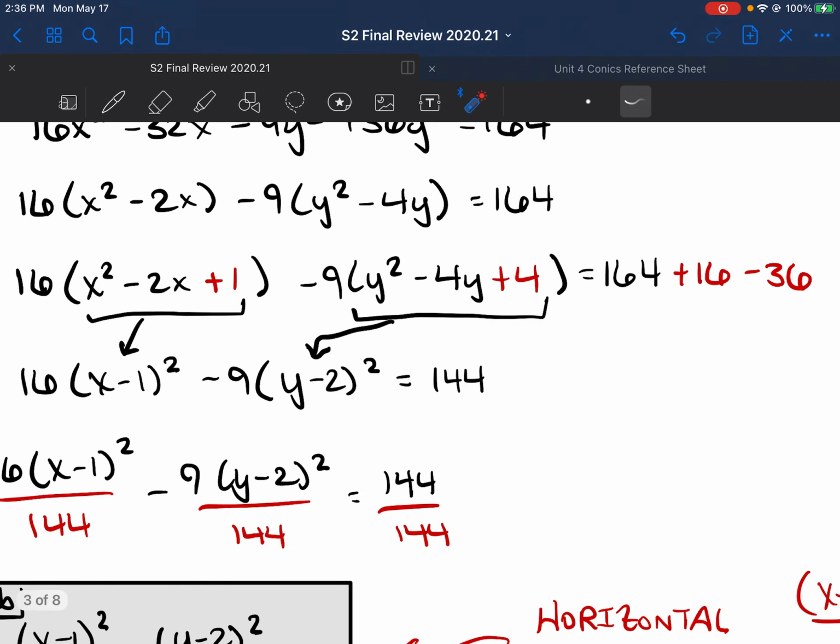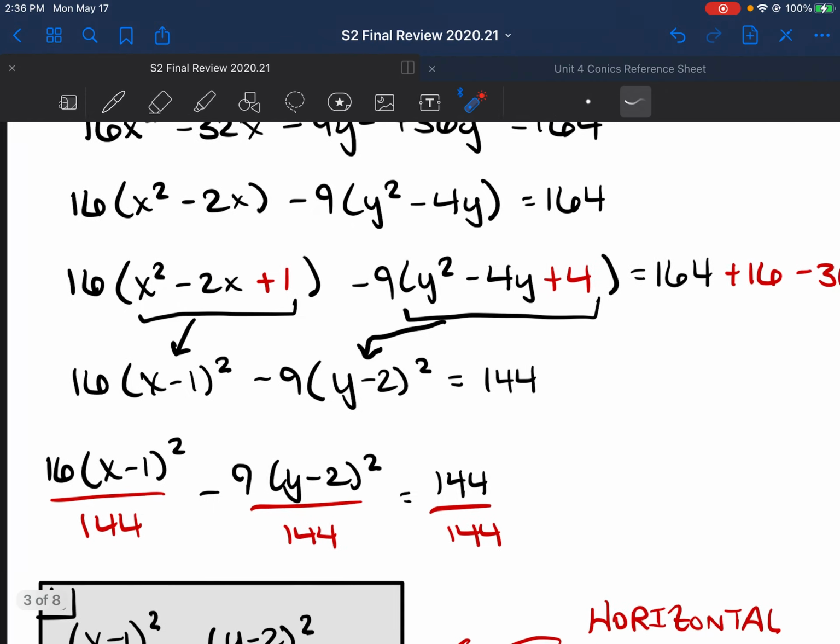Now we're going to do the same thing over here with the y variables. We take this negative 4, cut it in half, that gives you negative 2. Negative 2 times negative 2 would give you a positive 4, and that's the constant that we're going to add in. Again, we can't just stick this positive 4 in here for free, we have to balance everything out. And this 4 is getting multiplied by negative 9 out here. So to balance the right side, negative 9 times 4 gives us negative 36. We put a minus 36 over here.